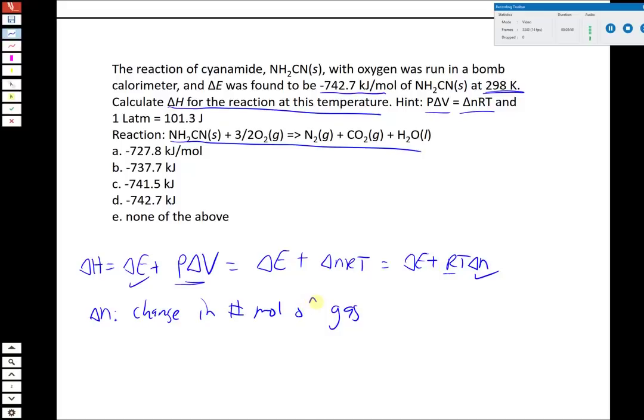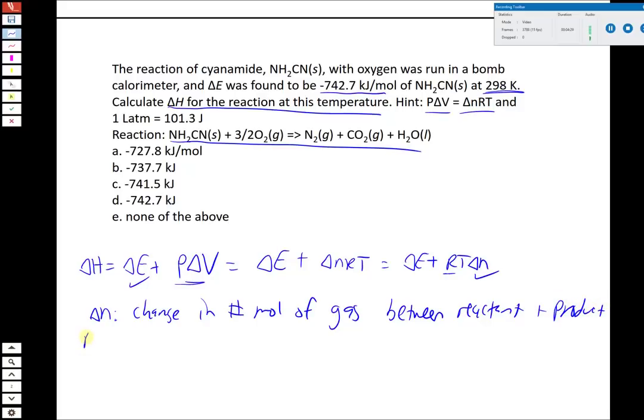Because remember that when we have a change in volume or any sort of expansion work as part of the process, which is what P delta V refers to, that expansion work is typically involving gas phase reactants and products. When we have solids and liquids, their volumes and pressures don't really contribute or change very much. So we're really thinking about gases here. So delta N is the change in the number of moles of gas between reactant and product side.